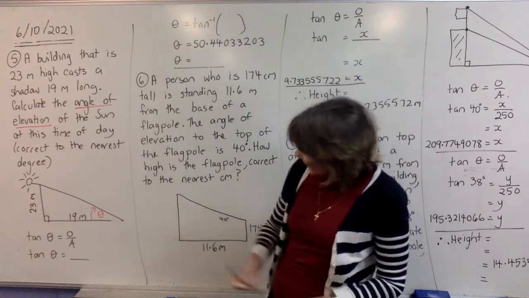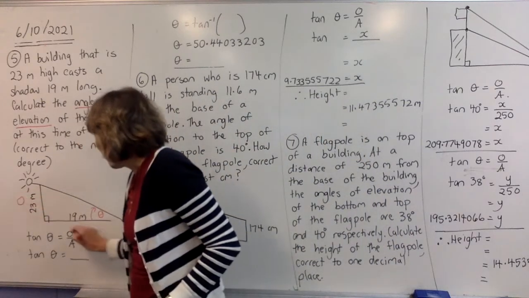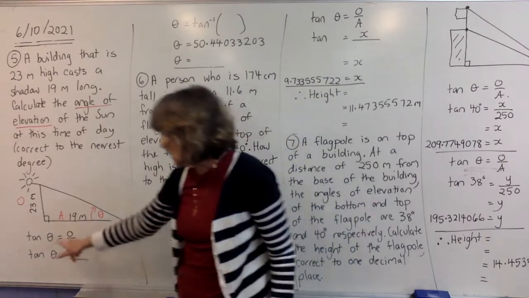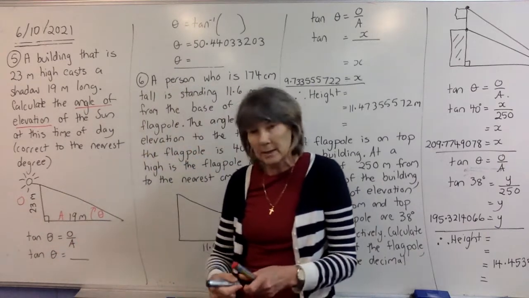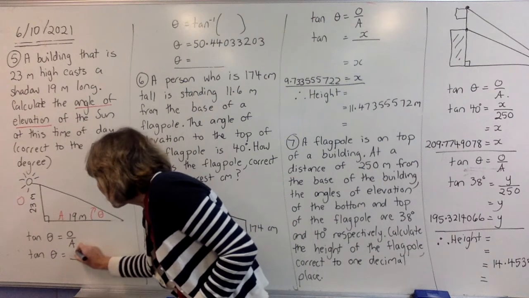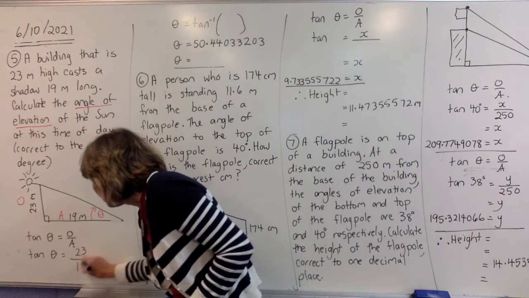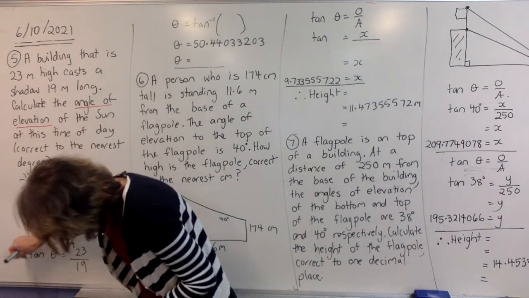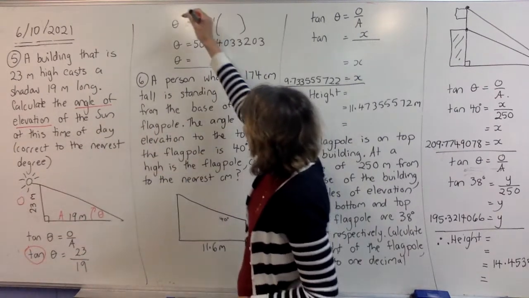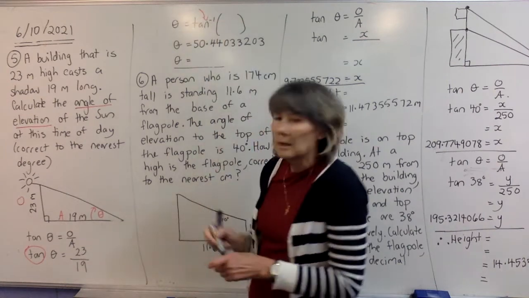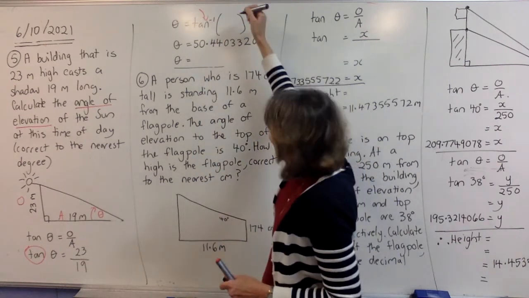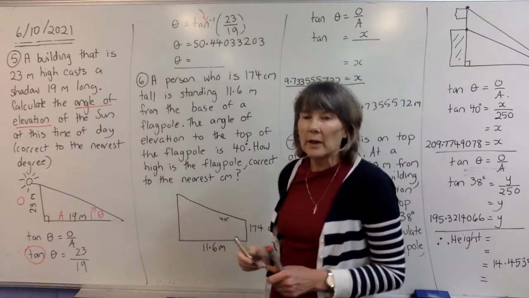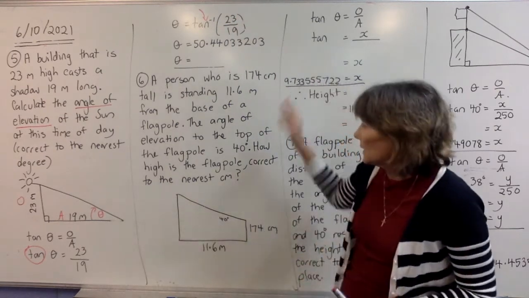So if we label our sides, we've got opposite and adjacent. And now we'll use tan. So it's tan theta equals O over A. Now let's sub in. Tan theta equals 23 over 19. So that will then mean that we have to get our theta by itself and get rid of the tan. So it's come over here to be inverse tan. Copy down what we had down there. And if you put that in your calculator, that's the answer you're going to get.